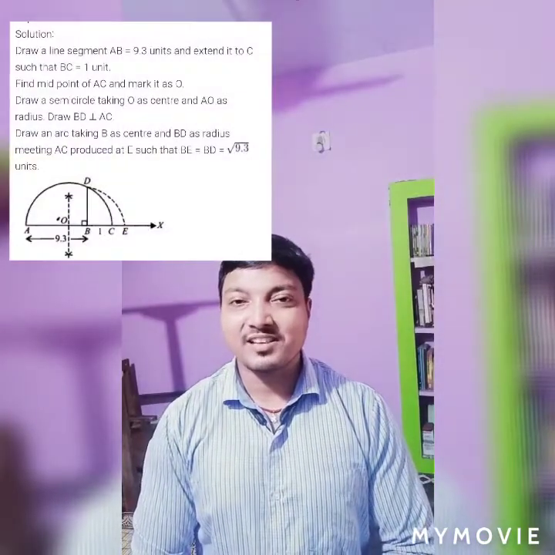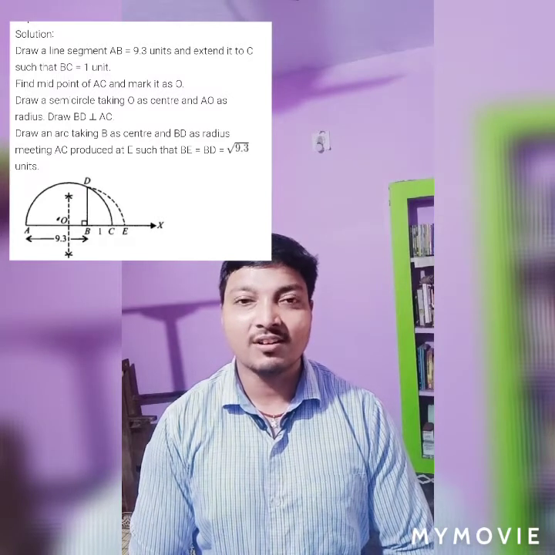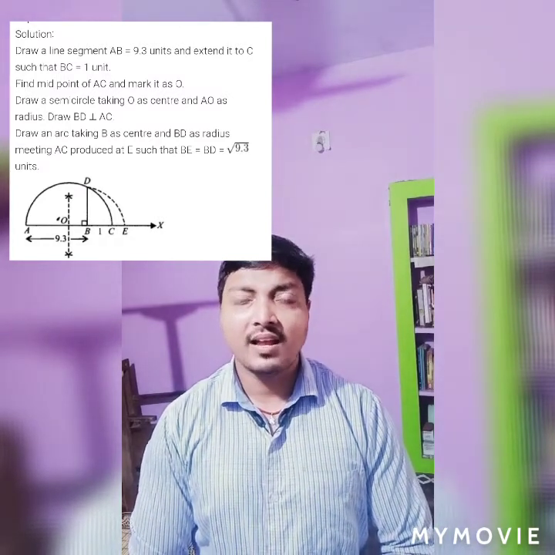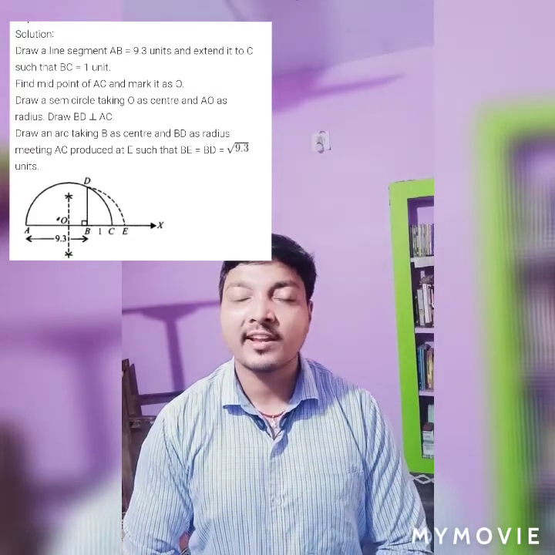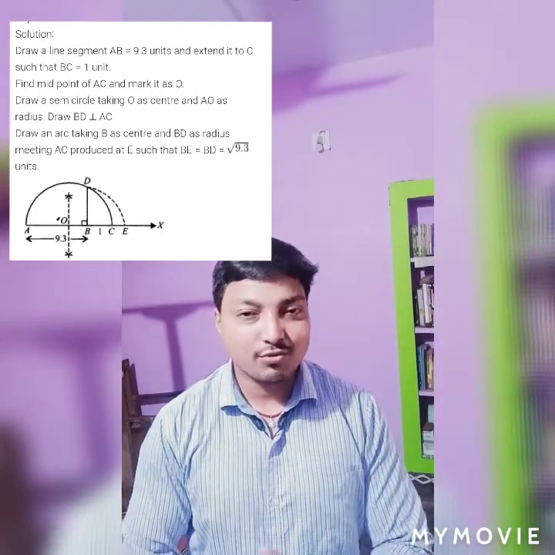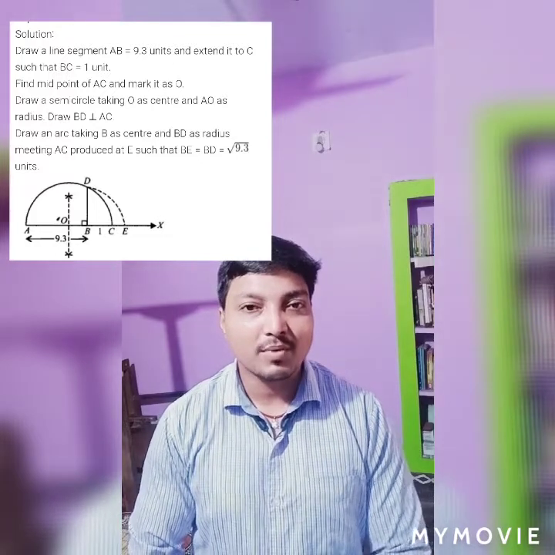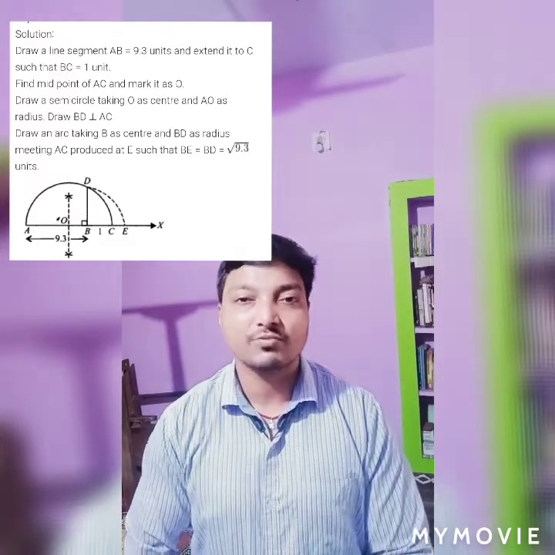Last question of this exercise: how to find the square root of 9.1. Previously we have the knowledge to find the square root of any natural number, just like root over 2, root over 3, root over 4, root over 5. All these things are known to us.